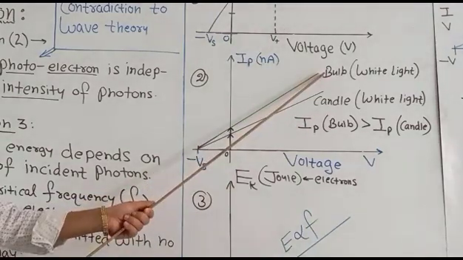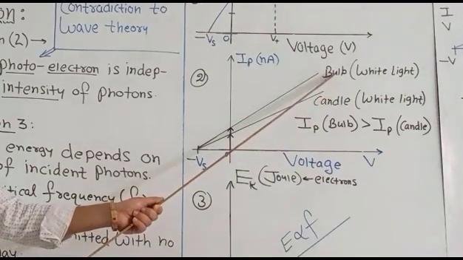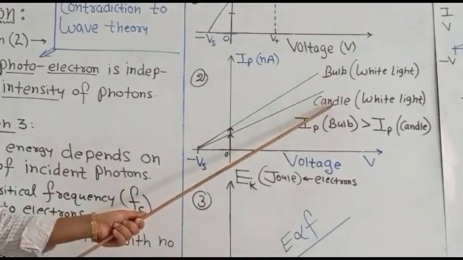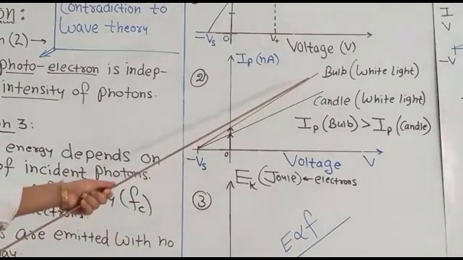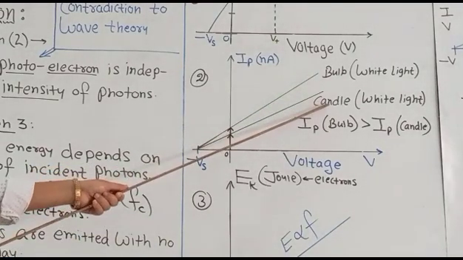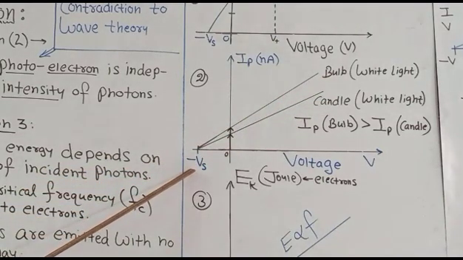Why? Because if red light is coming from the bulb, having a certain frequency, the same red light will come from the candle, because both are sending white light. So if we see the red color, then definitely for the red color, the red photons will be stopped.